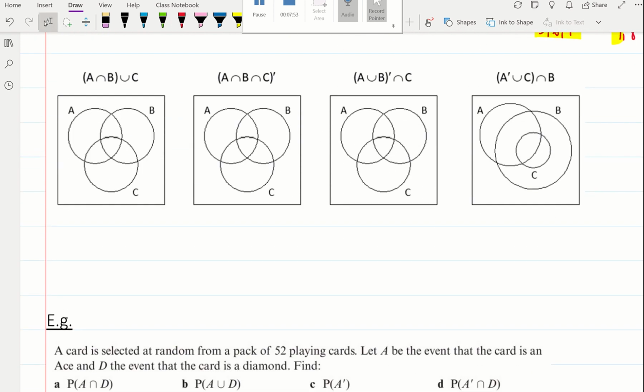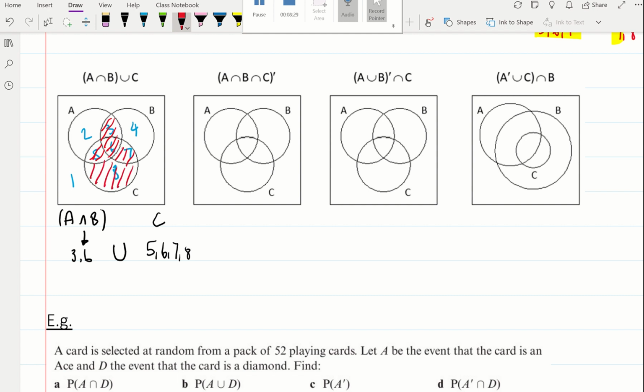Okay, and the next one, I'm going to do the same. 1, 2, 3, 4, 5, 6, 7, 8. I want the intersection between A and B first. So the intersection between A and B is 3 and 6. And then C is 5, 6, 7, and 8. And I want the union. So 3, 5, 6, 7, and 8. That's what I want. 3, 5, 6, 7, and 8.